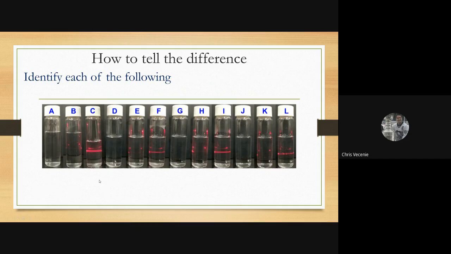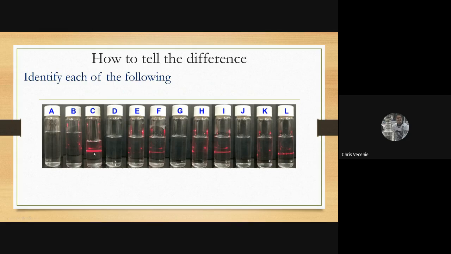So A and B, letter D, letter G, letter J are all not separating while standing, and they don't scatter light, so they're all solutions.